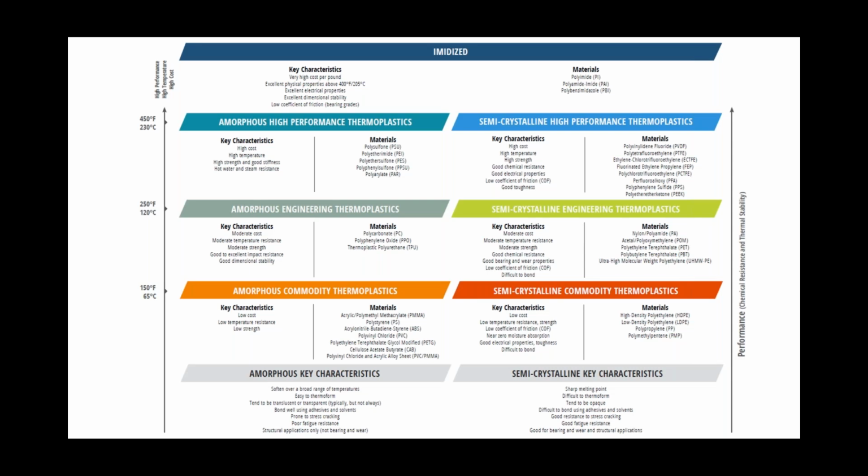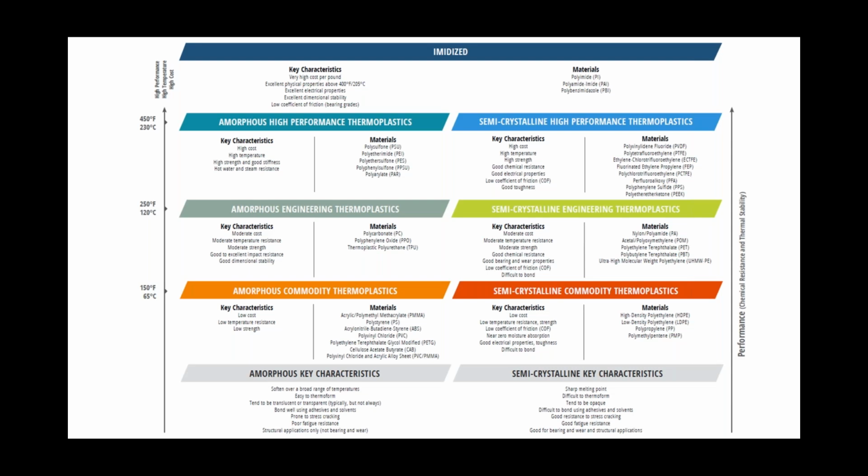So going up to the semicrystalline engineering thermoplastics, we're going to see again that increased cost. But with that increased cost comes moderate temperature resistance, moderate strength, good chemical resistance, good bearing and wear properties, low coefficient of friction, but again, still difficult to bond. This is where you're going to find products like your nylons and your acetyls.